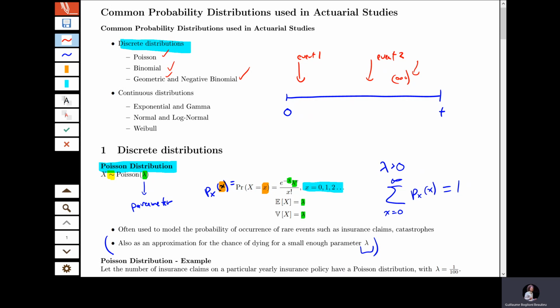So again, the key part is the independence here. If events don't affect each other's probabilities, they just happen randomly, but also independently of each other, and you happen to count how many of them happen in any time frame, then this count is well modeled by a Poisson random variable.